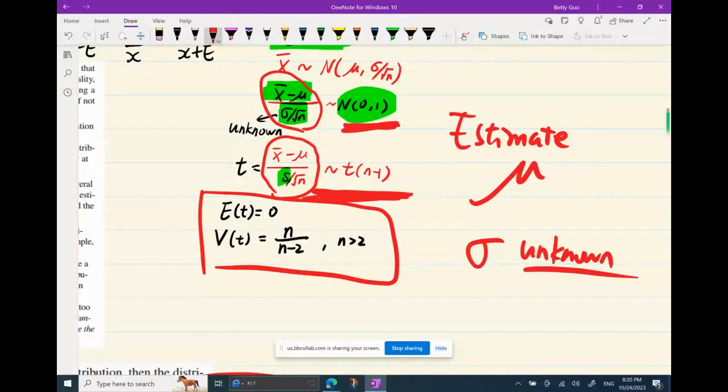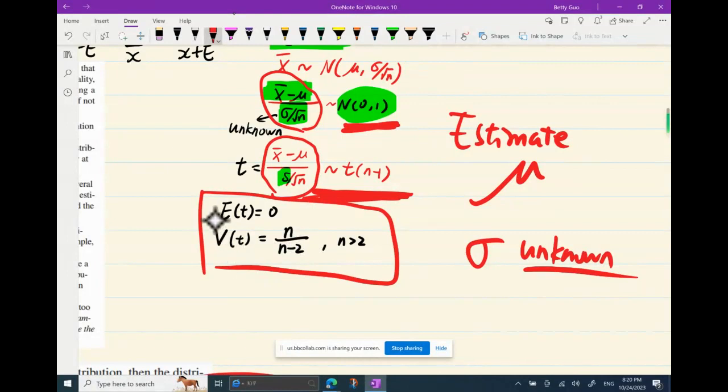Even though the proof of this information is beyond the scope, I think it's good you write it down. So the T distribution has a center, a mean of 0, and the variance is n over n minus 2.